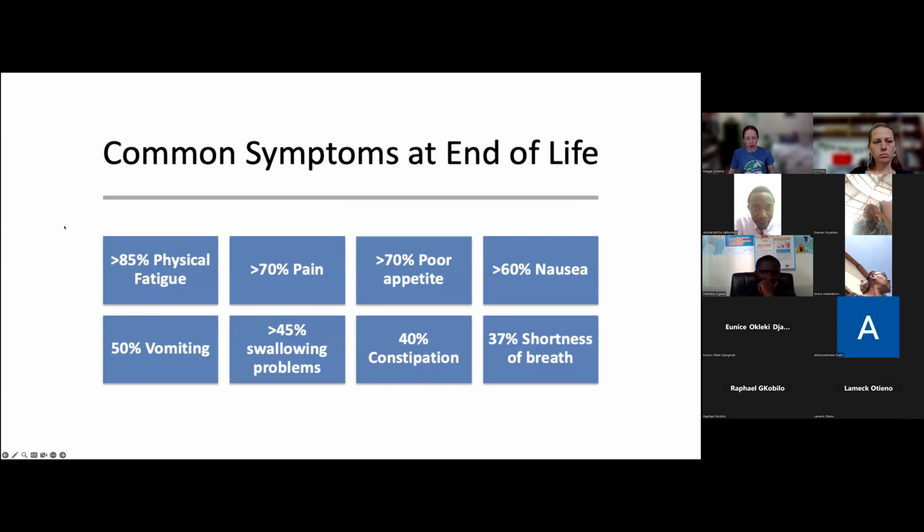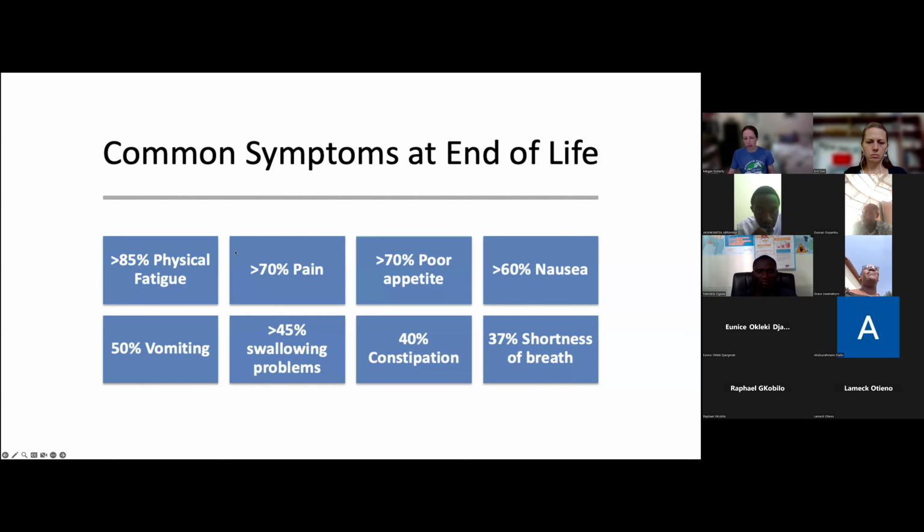And here are the common symptoms that we see at end of life in children. Almost all children have fatigue, physical fatigue. They stop running, playing, getting out of bed, sitting up. They just rest. They lie in bed, especially children. This is for children with cancer specifically.